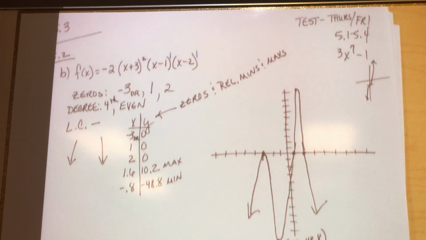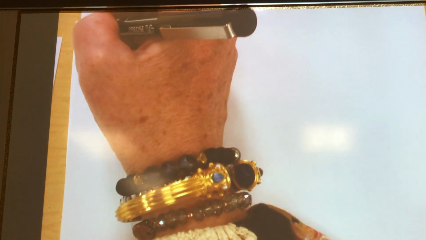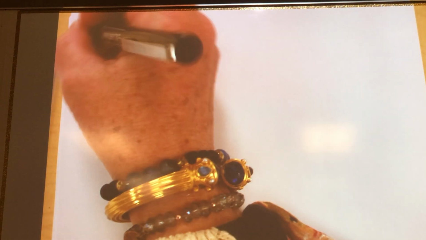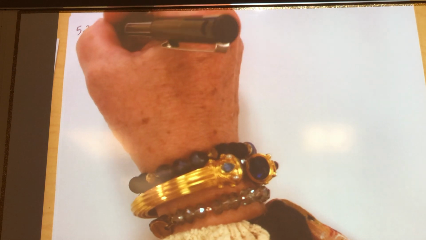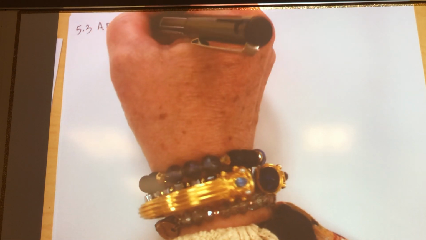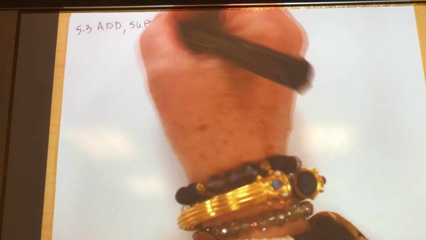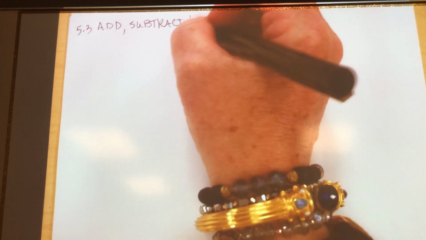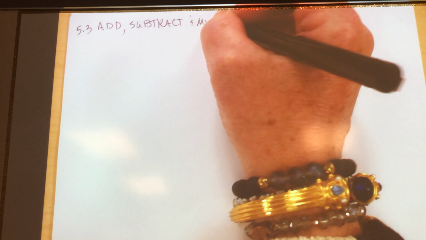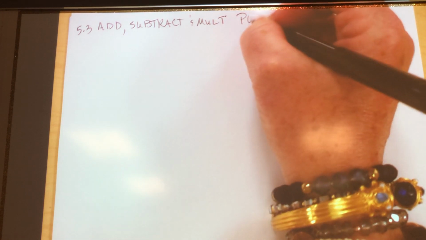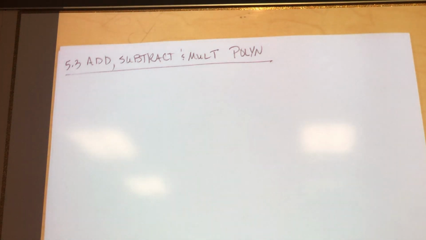Nope? All right. So now let's move on to 5.3, okay? We are going to add, subtract, what, are we going back to the 3rd grade? And multiply, oh no, we stepped it up to the 5th grade. Polynomials, oh, back in high school, too bad. All right, add, subtract, and multiply polynomials, all right?